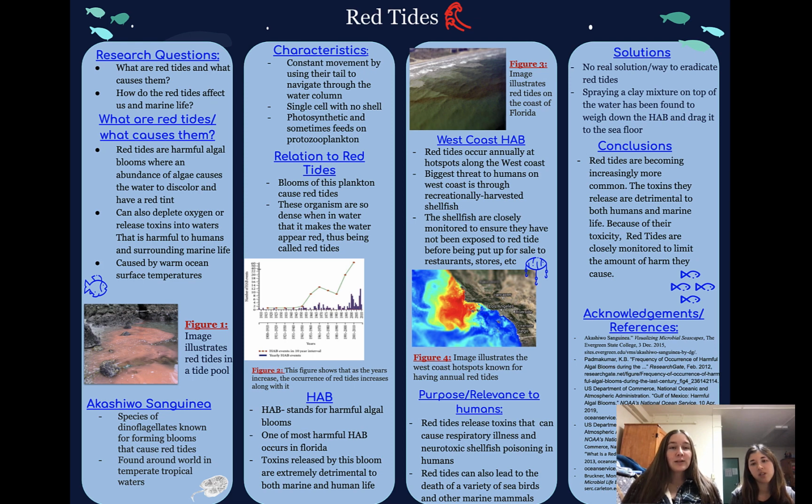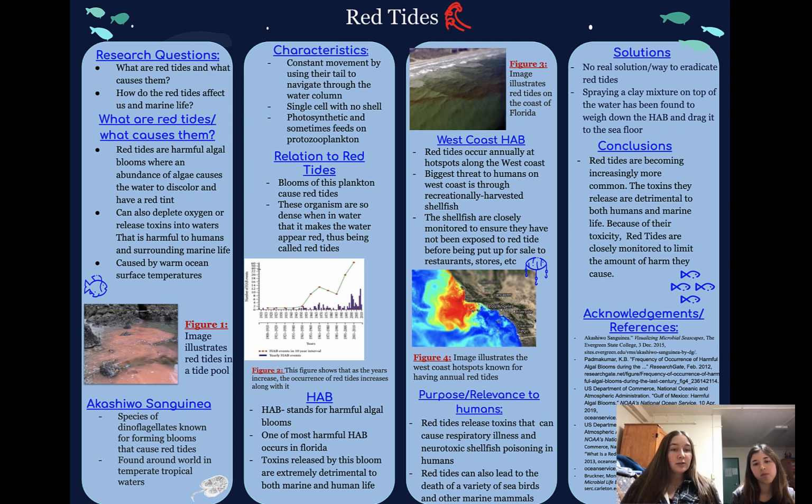Red tides are defined as harmful algal blooms, where basically an abundance of algae causes the water to discolor. Basically, what this is saying is it's not the water itself that's turning red, but it's a bunch of algae that's grouped up to the point where it makes the water appear to be red. These red tides can deplete oxygen as well as release harmful toxins, and it's been found that these toxins are harmful to humans and marine life. It has also been known that the red tides occur in warm ocean surface temperatures.